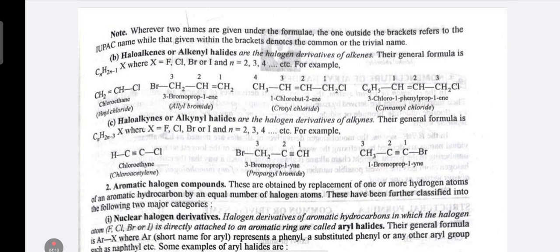N is equal to 2, 3, 4. For example, chloroethene, 3-bromopropene, 1-chlorobutadiene.